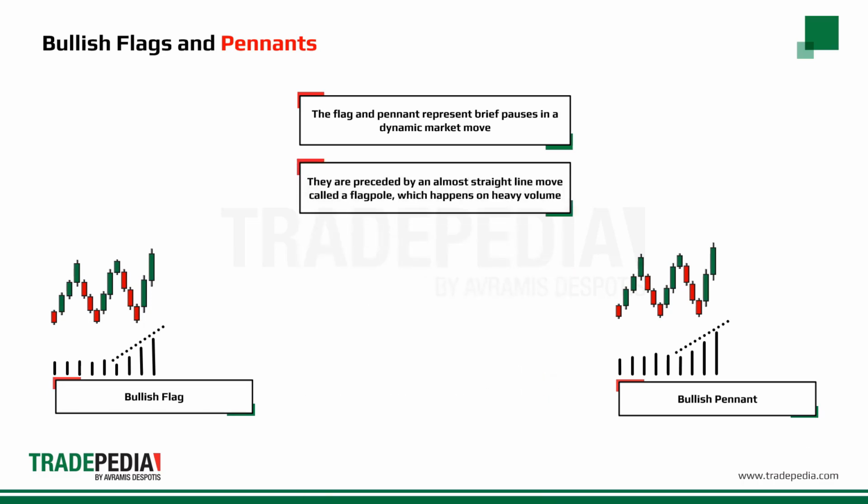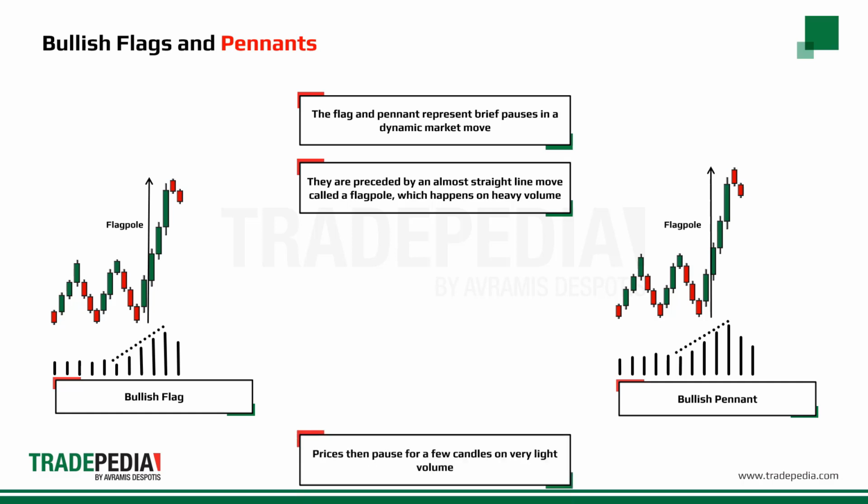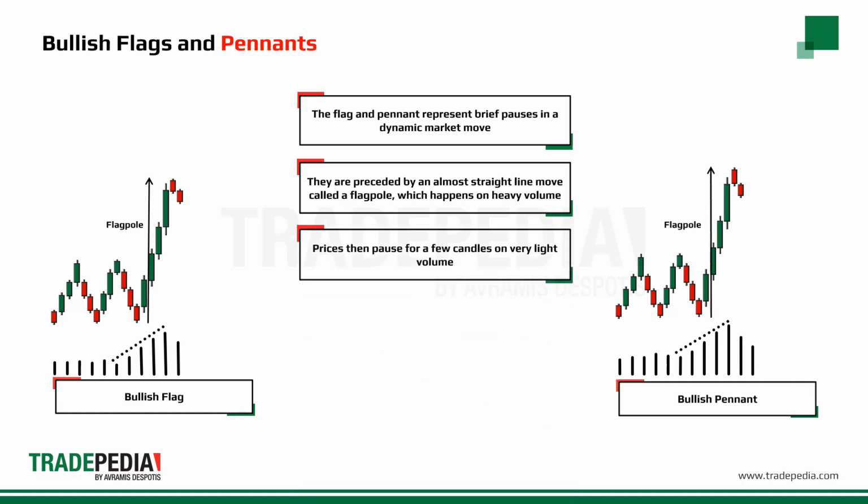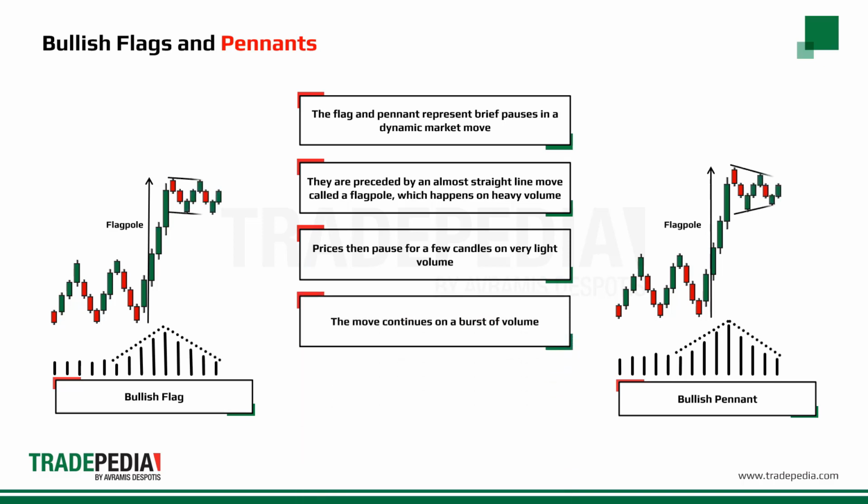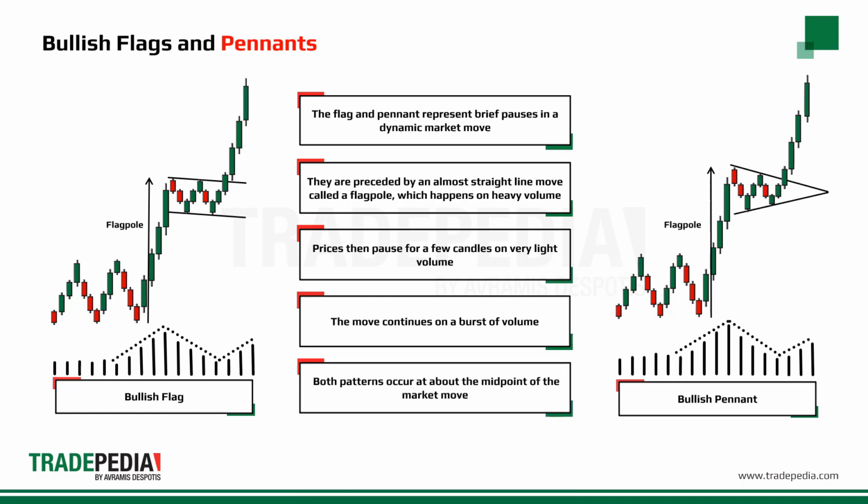They are both preceded by an almost straight line move, called a flagpole, which happens on heavy volume. Prices then pause for a few candles on very light volume. The move continues on a burst of volume. Both patterns occur at about the midpoint of the market move, which means the market is expected to move up at least the distance of the flagpole.